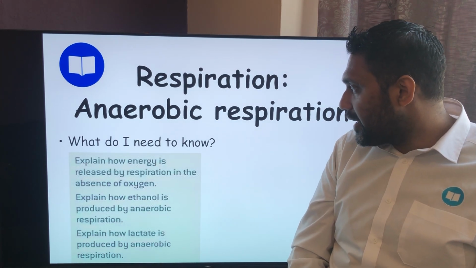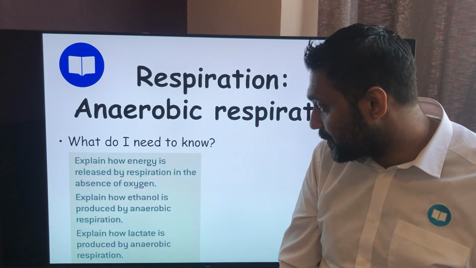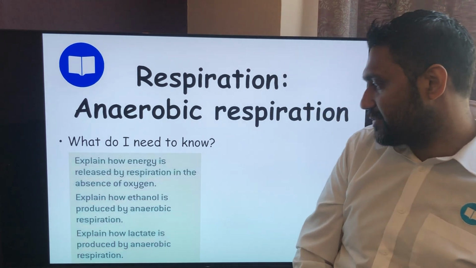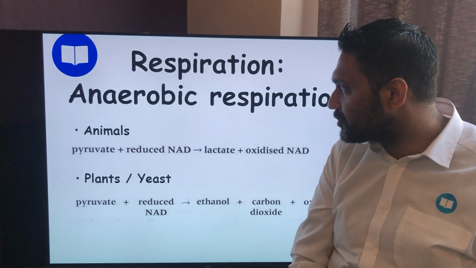Okay, now what do I need to know for today? You need to know, explain how energy is released by respiration in the absence of oxygen, i.e. anaerobic respiration. Explain how ethanol is produced by anaerobic respiration, and explain how lactate is produced by anaerobic respiration. Simples, right, not much to do today.